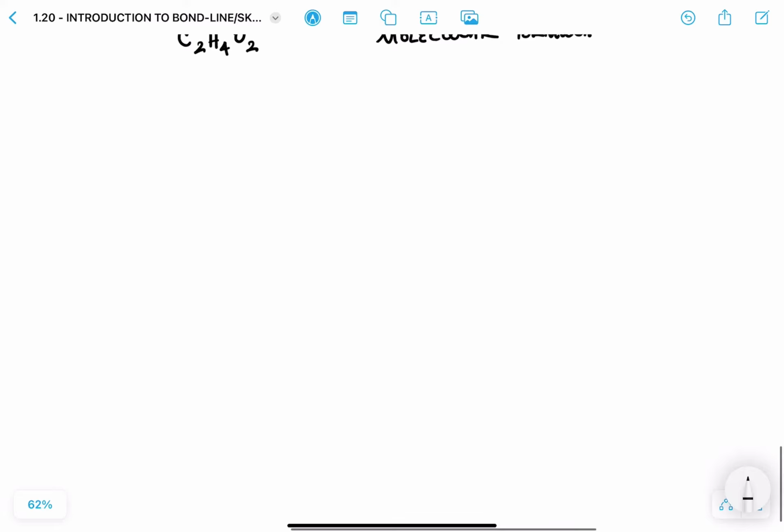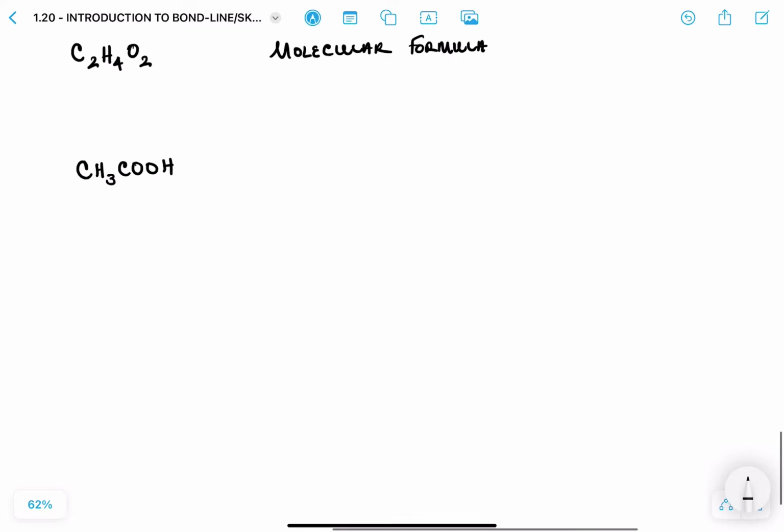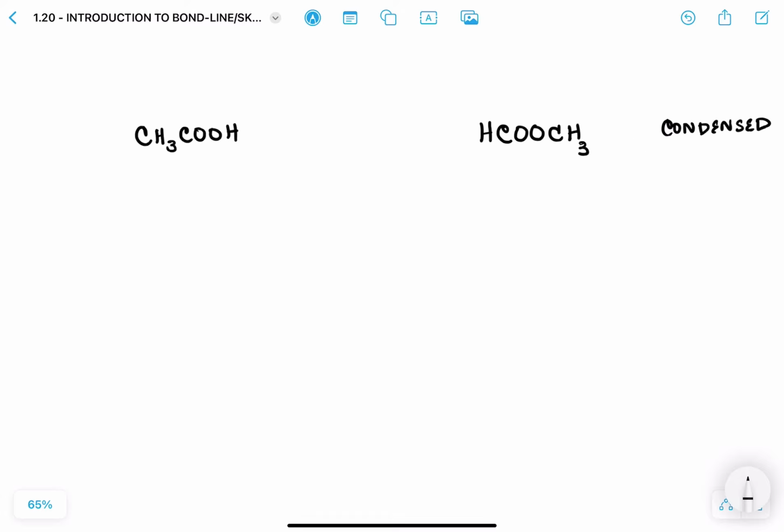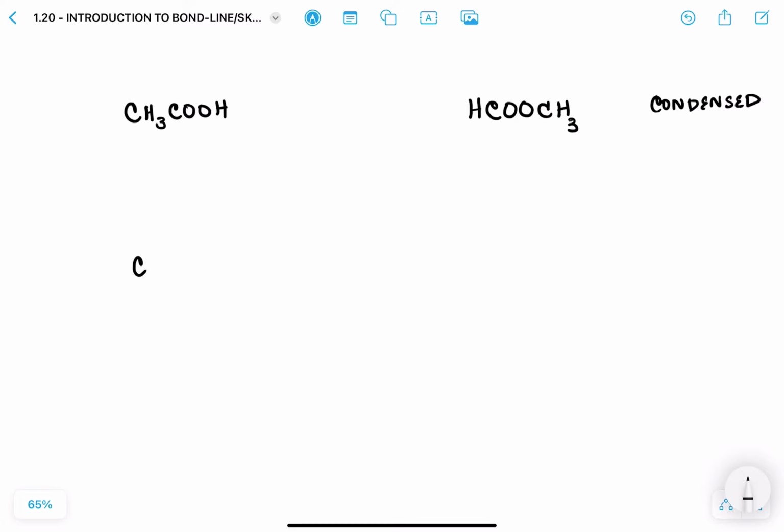Right, and so I'm going to go ahead and do 2 isomers essentially of this. This is the first condensed structure, and this is going to be the second condensed structure. So these are condensed. And then now I'll go ahead and do the Lewis. So in our Lewis, we draw lone pairs.